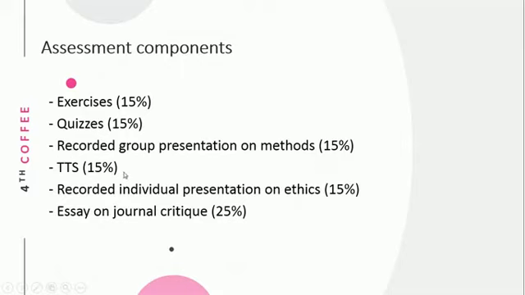15%. You will need to write or answer in written form. It's timed and it will be submitted. And then recorded individual presentation on ethics, that is 15%. And then essay on journal critique that I talked about earlier, that is 25%. So basically, these are the components.